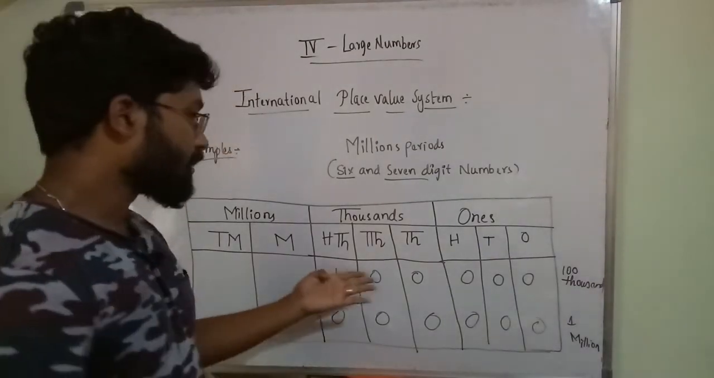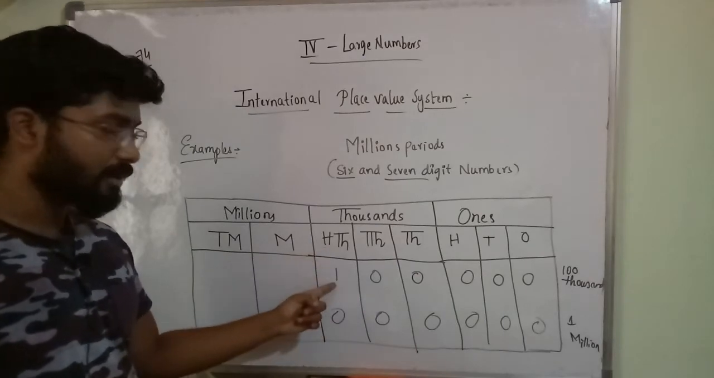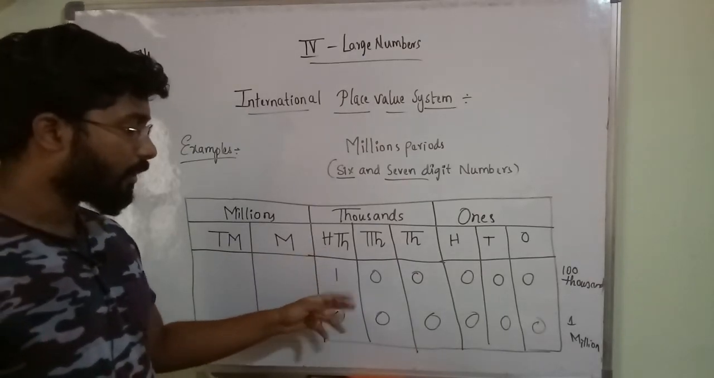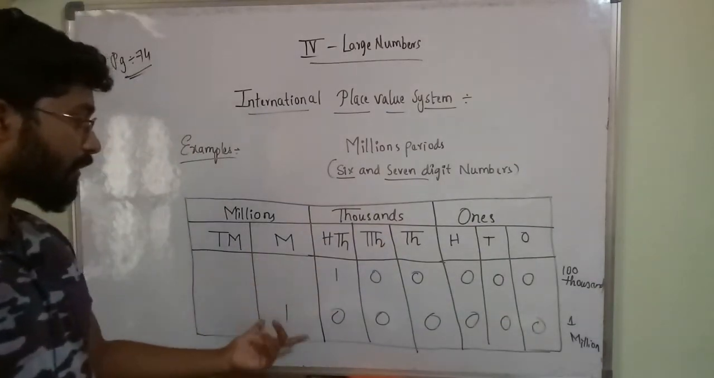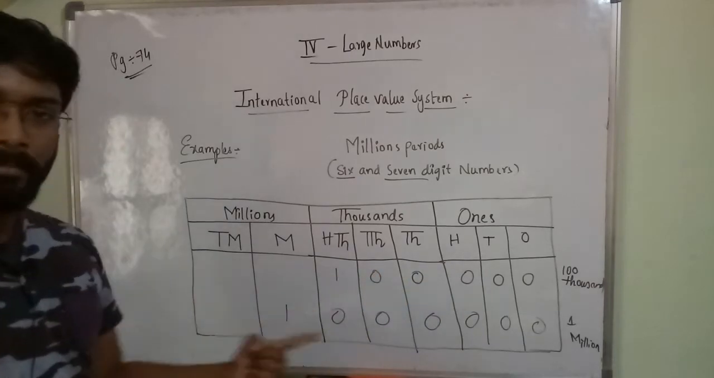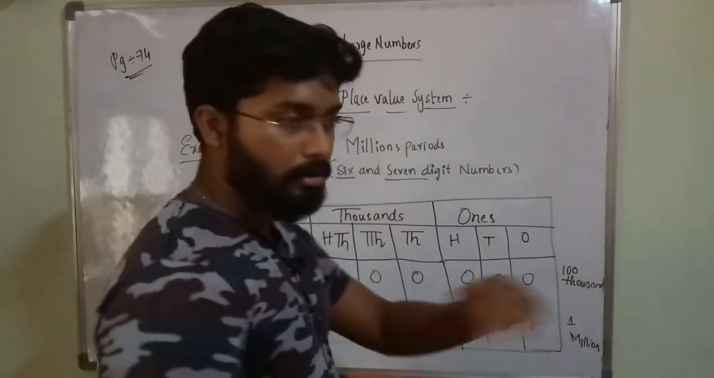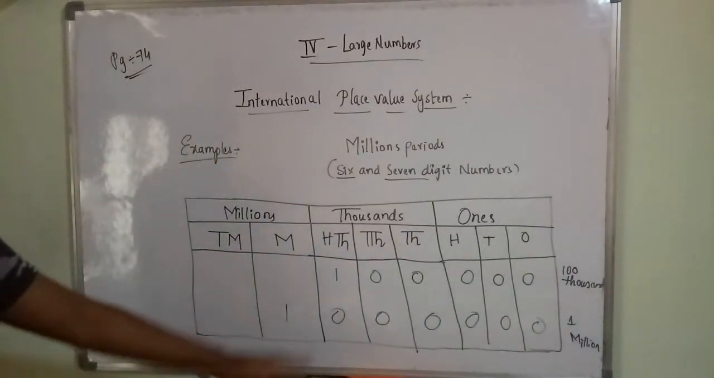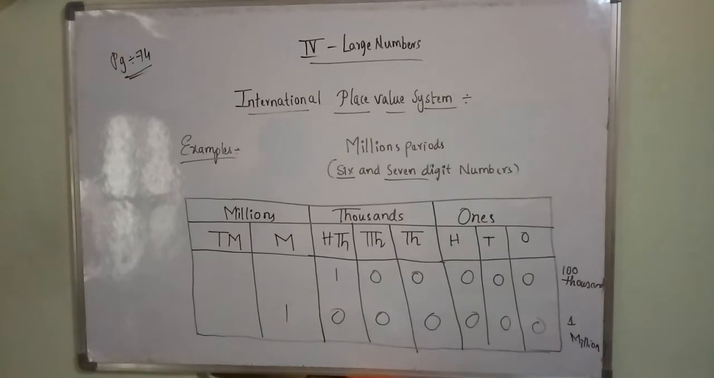Here this is a 6-digit number, 100,000. So we have started from the 100,000 place value. Put 1 0 0 0 0 0. This is a 6-digit number. Next you will have a 7-digit number. In the millions place you have to put 1 because we are talking about 1 million now. Put 1 followed by all zeros. So this is a 7-digit number. We have talked about 6 and 7-digit numbers. Okay, clear? So this one is completed.